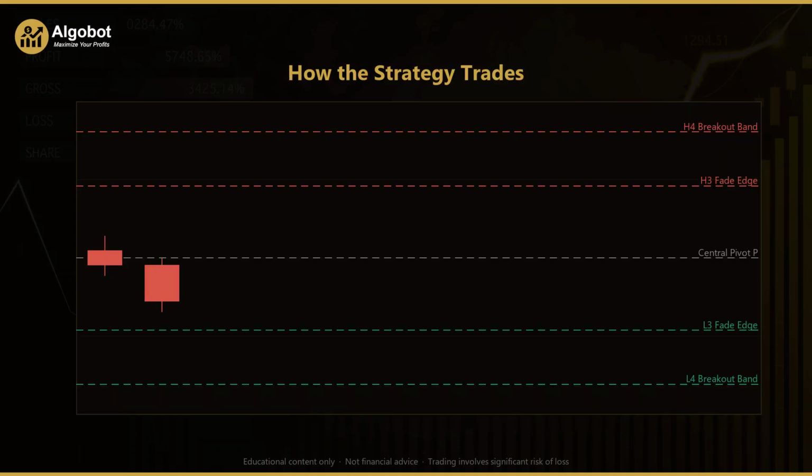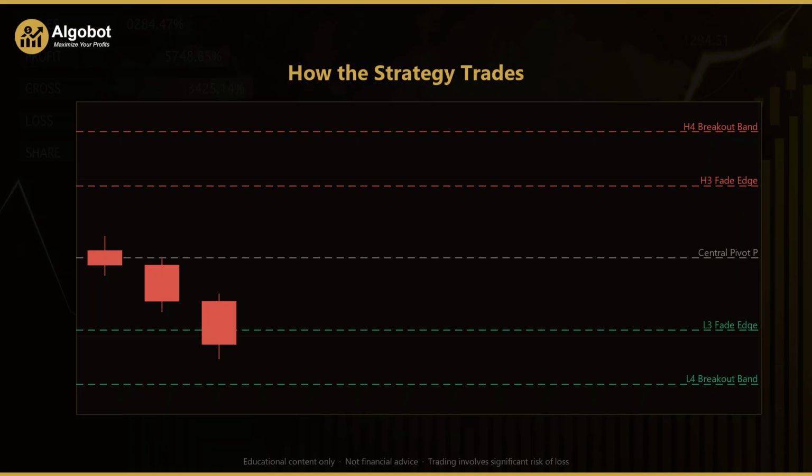You can see the Camarilla ladder drawn as horizontal reference lines. Near the top sit the upper bands, the H3 fade edge and the H4 breakout band. Across the middle runs the central pivot P, the reversion magnet. Toward the bottom sit the lower bands, the L3 fade edge and the L4 breakout band. Watch how price interacts with these lines.